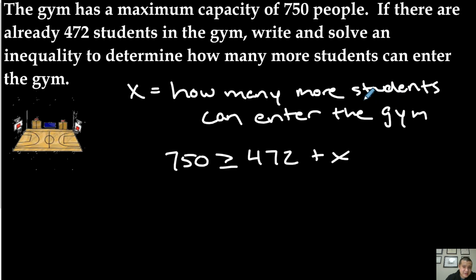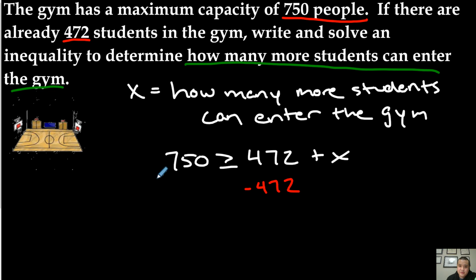If you were thinking to yourself, wow, this seems like a really easy question, you are absolutely correct, because here we can fit 750 people, which means that we can fit exactly 750 people. Okay, so that's why we're going to use the or equal to sign, and we already have 472 in there, and that means that we can only fit x amount more, which is what we're looking for. x is how many more students can enter the gym. And so here all we really need to do is subtract 472 from both sides.